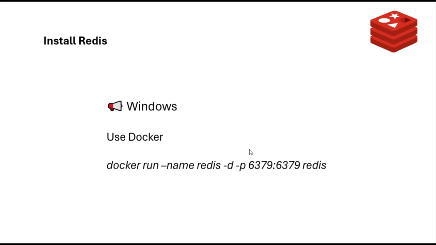Since I'm using a Windows machine, I'm going to use Docker. I have installed Docker Desktop on my machine. Once you install Docker, you have to run this command. We have to pull the latest Redis image from Docker Hub, then give it a name and run it on a specific port number. We'll see this in the demo.